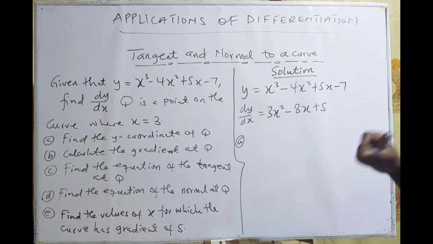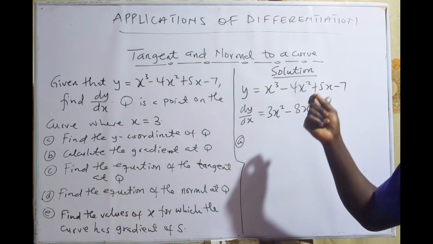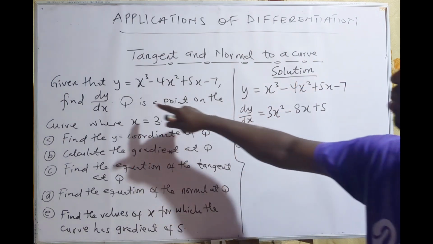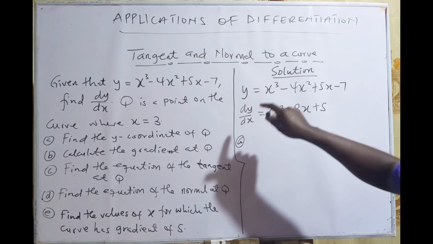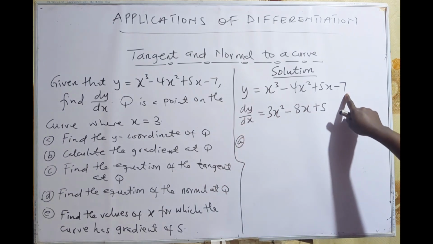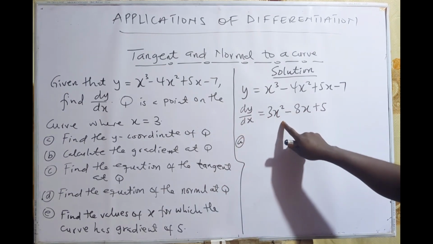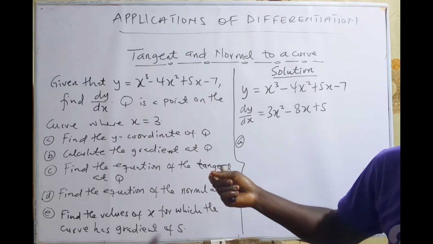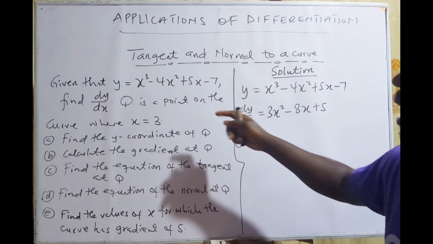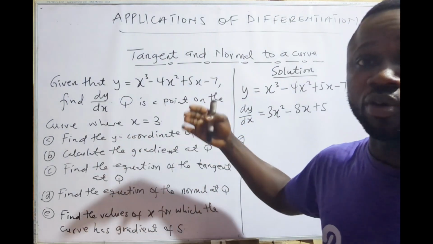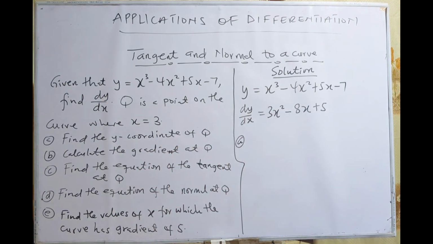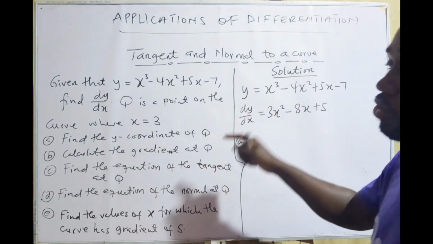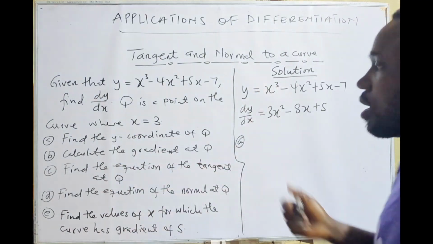But if I want the corresponding value of y at the point Q, then I have to substitute the 3 into the main function here, not the gradient function. The gradient function gives you the value of the gradient. But if I want, at the point where x is 3, the corresponding value of y, I have to substitute the 3 into the main function. I believe you get it. All right, so I'll find the y coordinate of Q. The x coordinate is 3. Let me find the y coordinate.